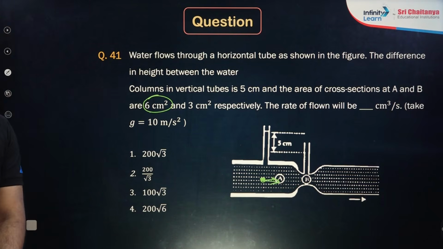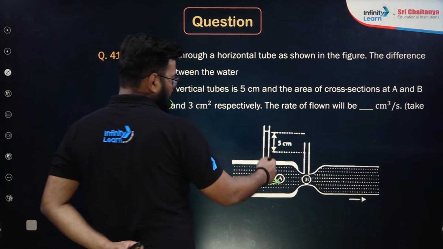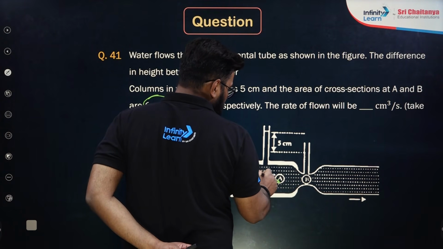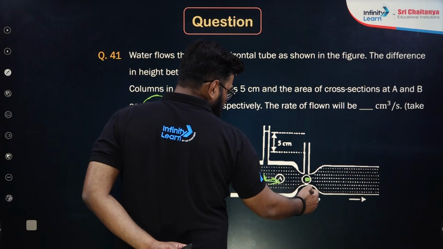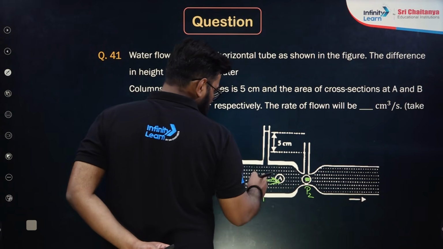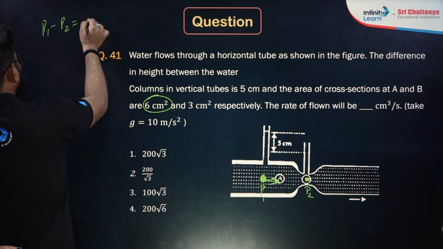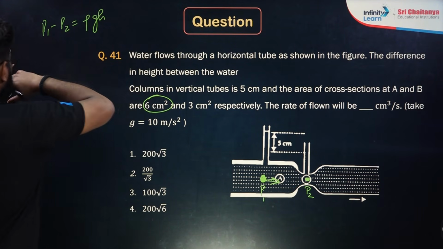Perfect. Making sense. Now the point is, this difference in height is given. That means the pressure over here is going to be low and the pressure over here is going to be high. So what is going to be the pressure difference? This pressure will be high. So P1 minus P2 will be equal to rho g h.